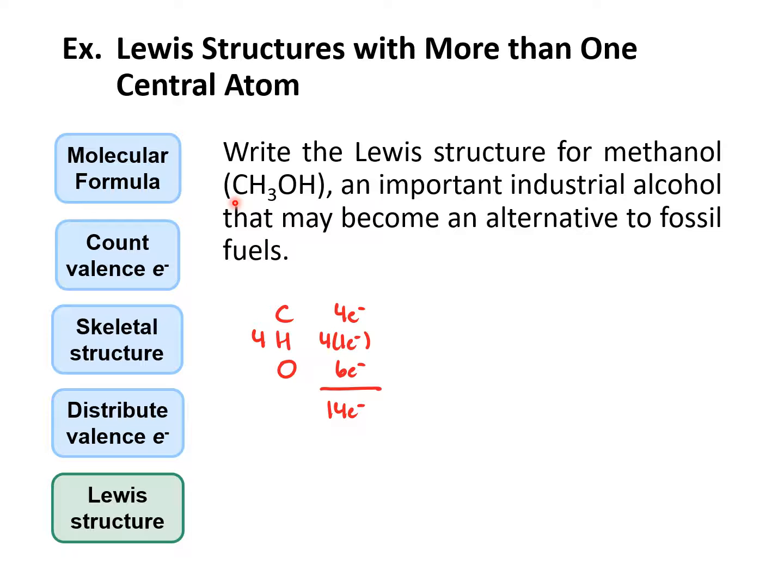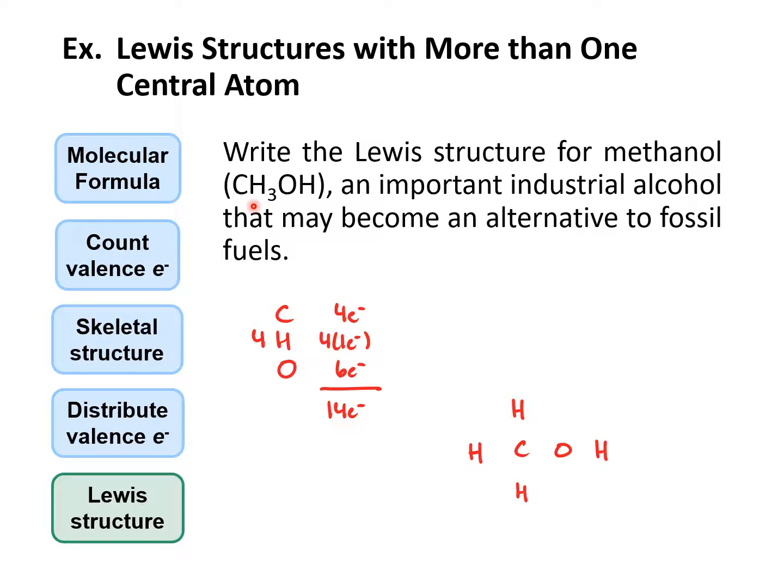The next step is to write the Lewis skeletal structure. And in this case, both carbon and oxygen will form the central atoms of the molecule, because in this case our molecule has more than one central atom. Now, carbon and oxygen are actually more electronegative than hydrogen, but because hydrogen can only have 2 electrons, hydrogen always forms the terminal atoms in a molecule.